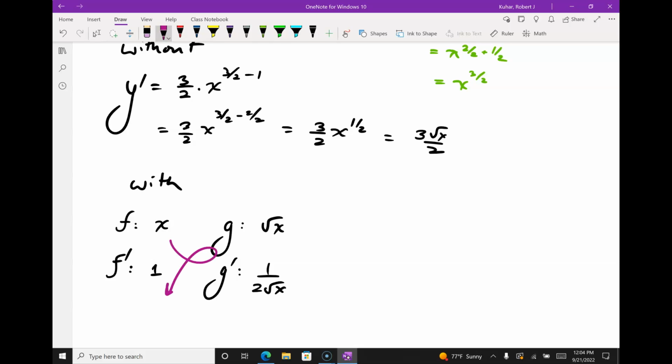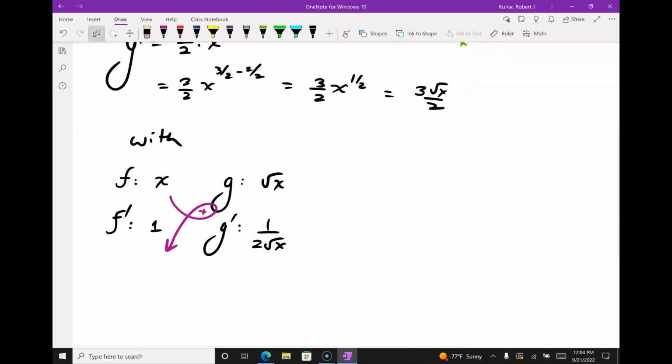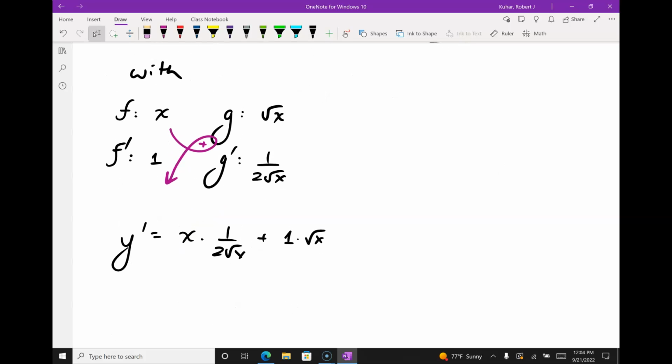I want to do the loop with the positive product loop. So I get y prime equals x times 1 over 2 square roots of x plus 1 times square root of x. How are we doing? You with me? Do I have more than one fraction here? Yes or no? Do I have more than one fraction? Yes, I have more than one fraction.